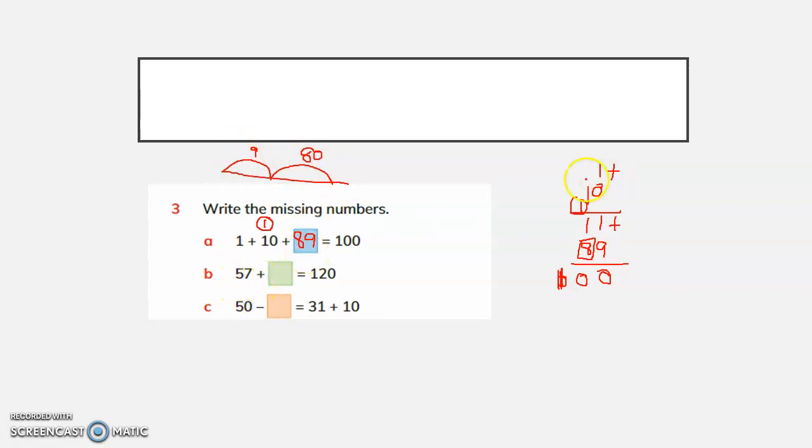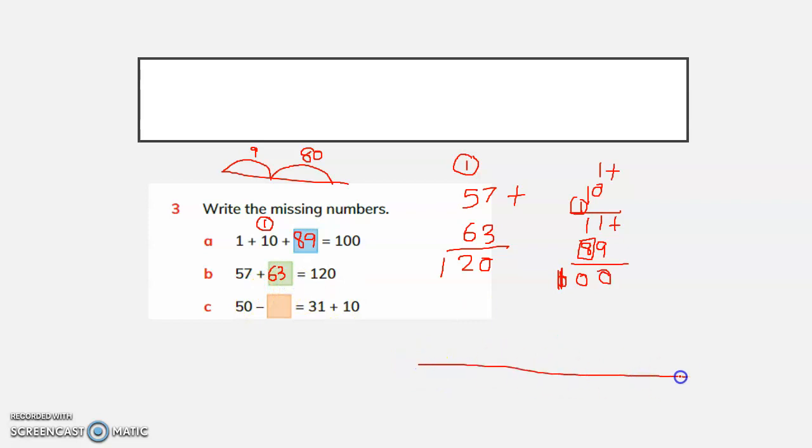Now let us look at the next question. 57 plus a number. We have to find this number. It will give you 120. Clear? Again, what added to 7 gives 0 here? 7 plus 3 is 10. 0, 1 carry forward. 5 plus 1 is 6. What added to 6 gives 12? 6. So 57 plus 63 is 120.